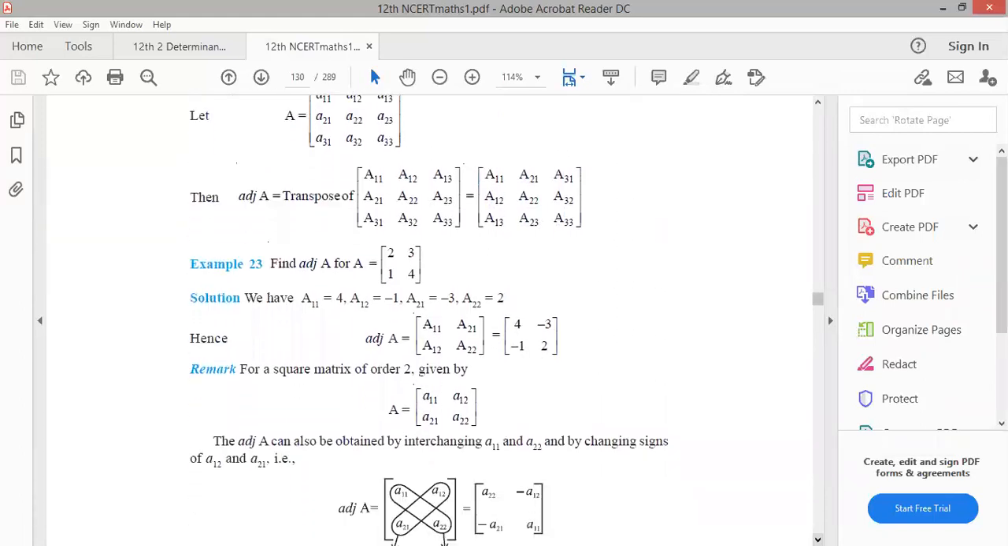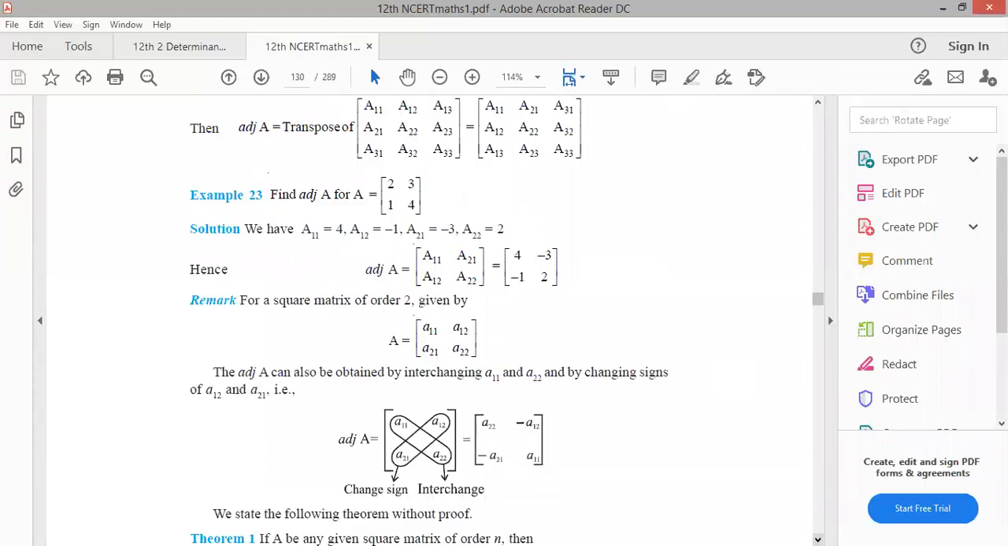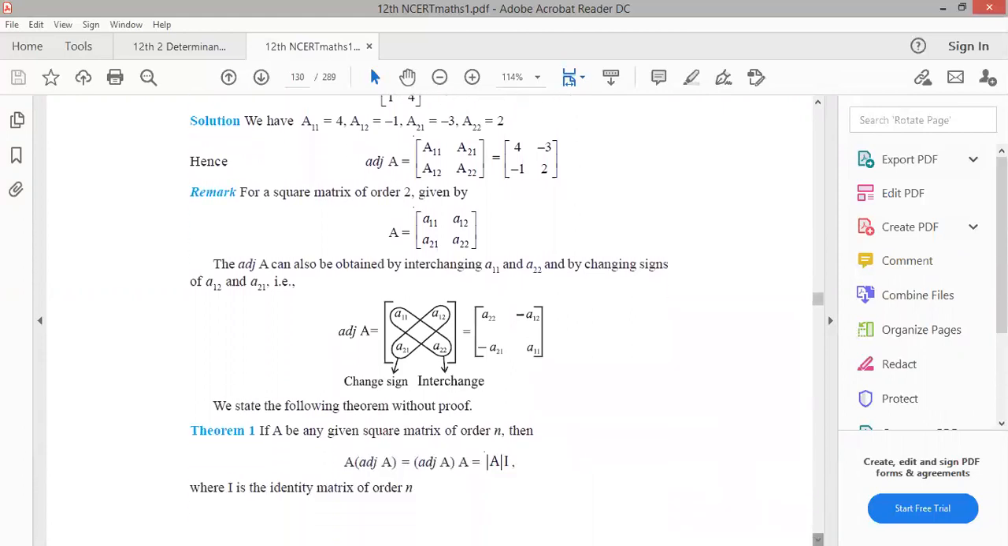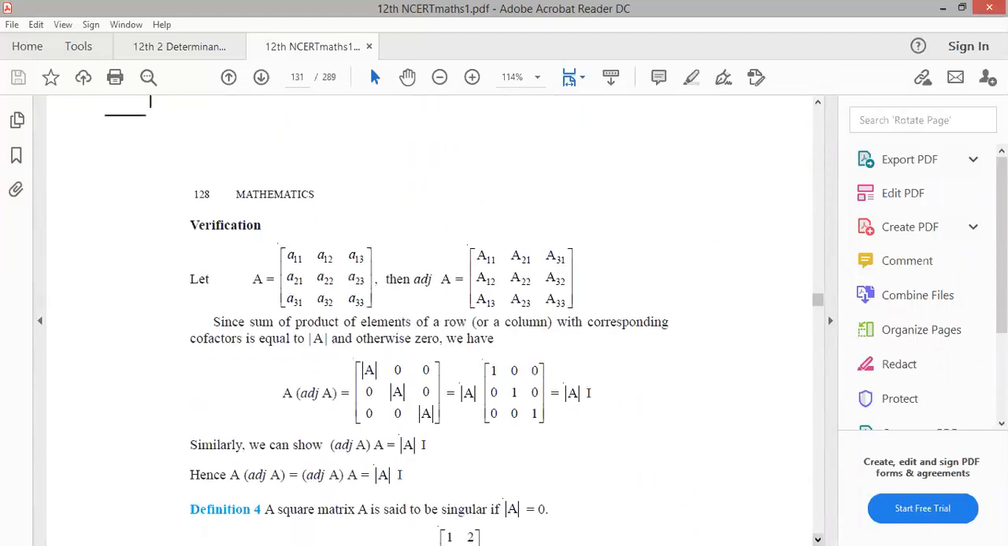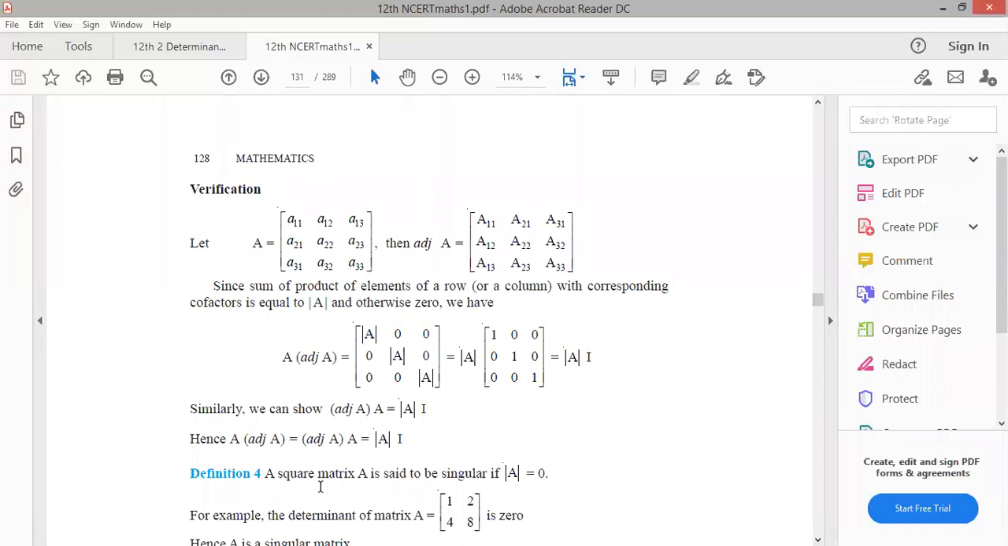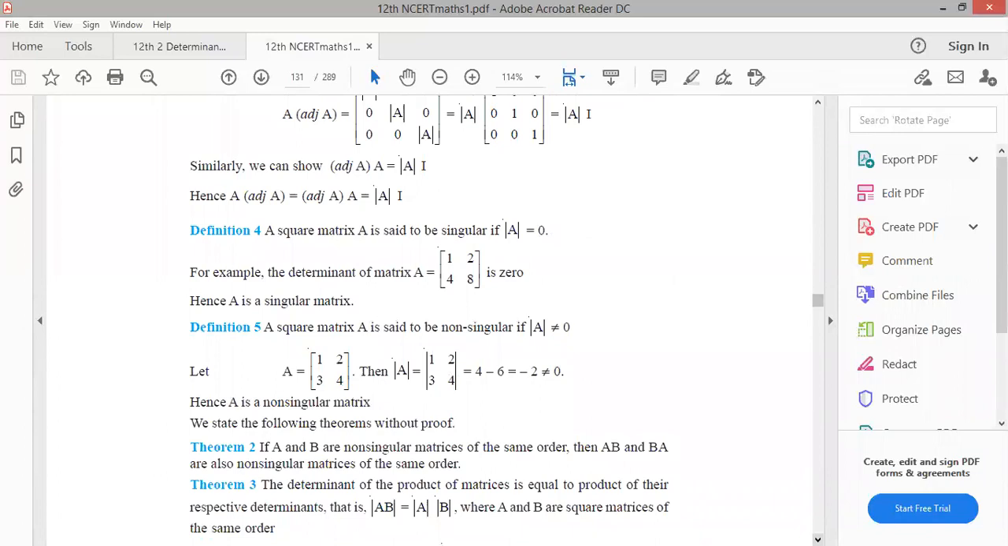Here are some definitions. For example, we have the singular matrix. Everything I am talking about is the square matrix, because minors and cofactors are related to the square matrix. So a square matrix is said to be singular if its determinant is equal to 0. And if its determinant is not equal to 0, it is said to be a non-singular matrix. We have some theorems here.